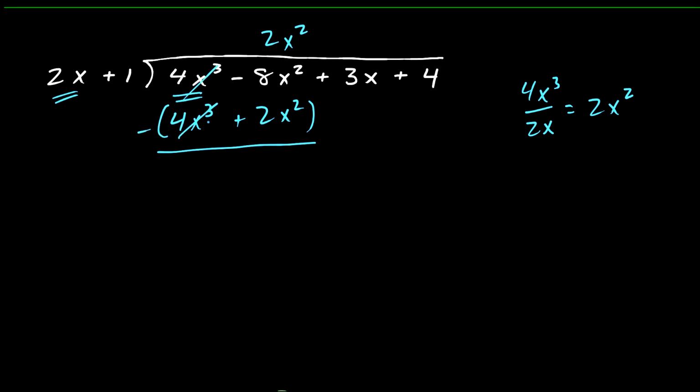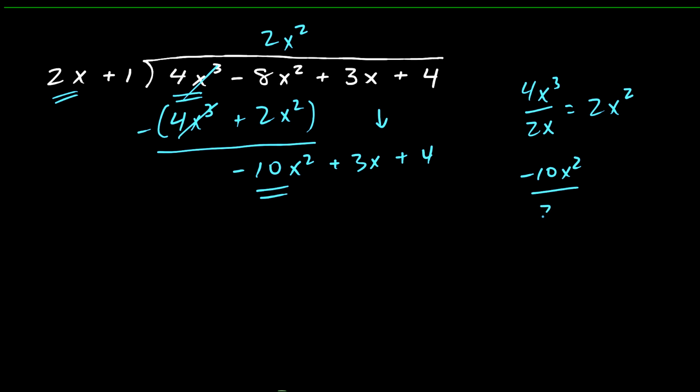So again, lead terms are gone. We have negative 8 minus 2x squared. So we're going to have negative 10x squared, and that is the most important part to watch out for. That's where you want to be careful. And then we bring down the rest, plus 3x plus 4. So here we have a new lead term. It's our negative 10x squared. So we're just going to repeat this process.